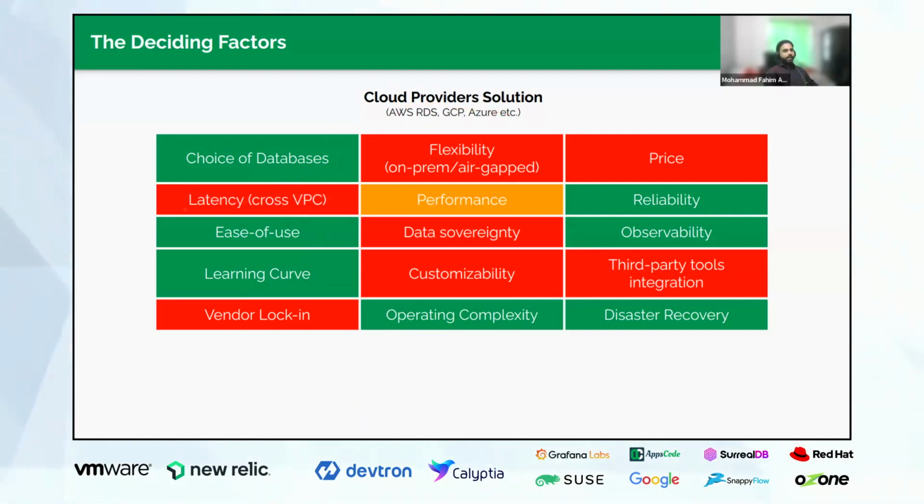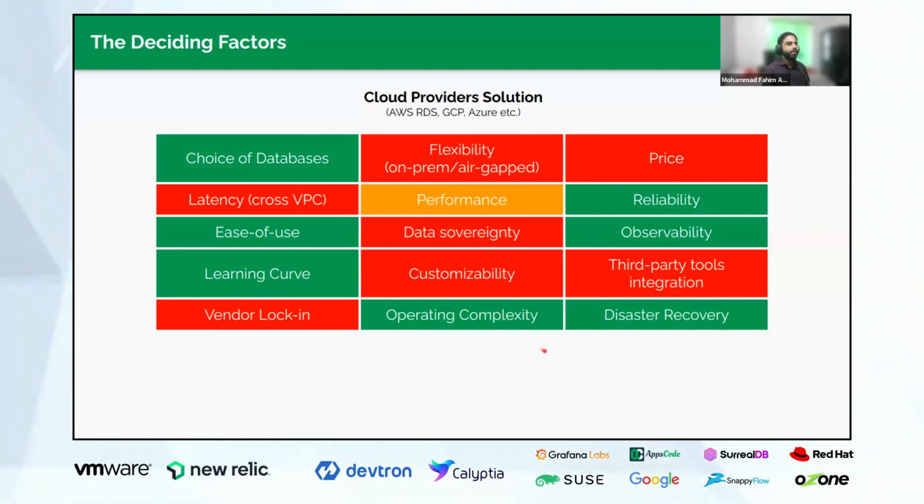Then there is latency. You are running your application inside Kubernetes, and the cloud provider based solution is actually outside of your Kubernetes. So there will be a lot of latency. Then you are not in control of your own data. You have to keep the data where the cloud providers want.